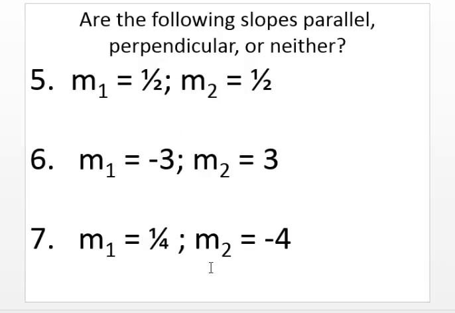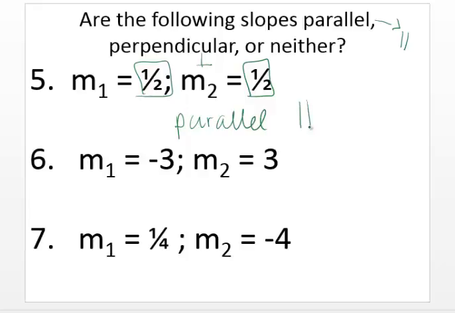In this example, I'm just flat out asking you if they're parallel, perpendicular, or neither. An abbreviation for parallel is 2 bars straight up and down. For perpendicular, upside down T. So as you can see in this problem, I have 1/2 and 1/2. Those are the same slope, so therefore they are parallel. You can write the word parallel, or you can use the symbol of the two bars.